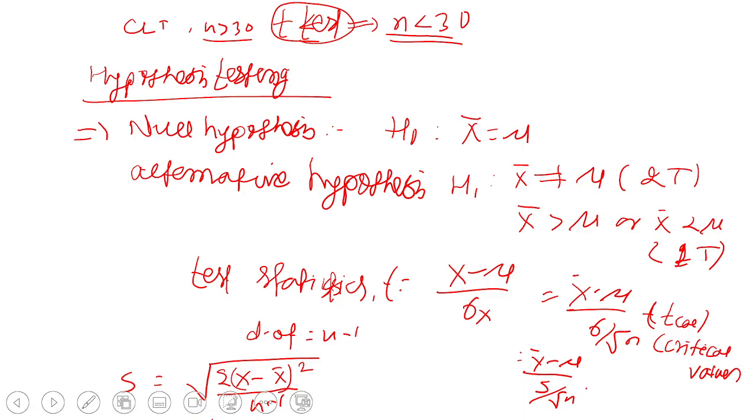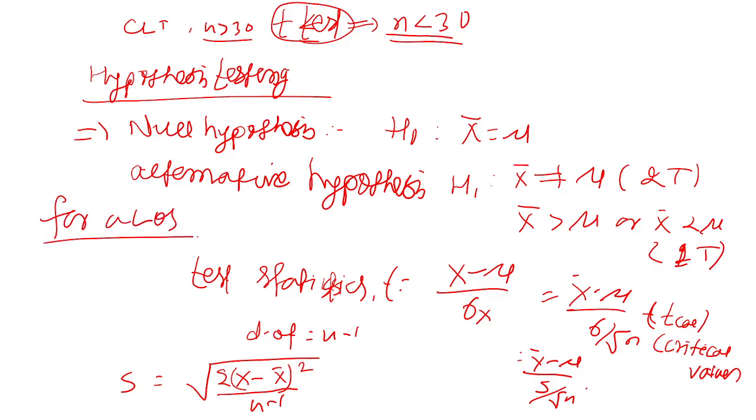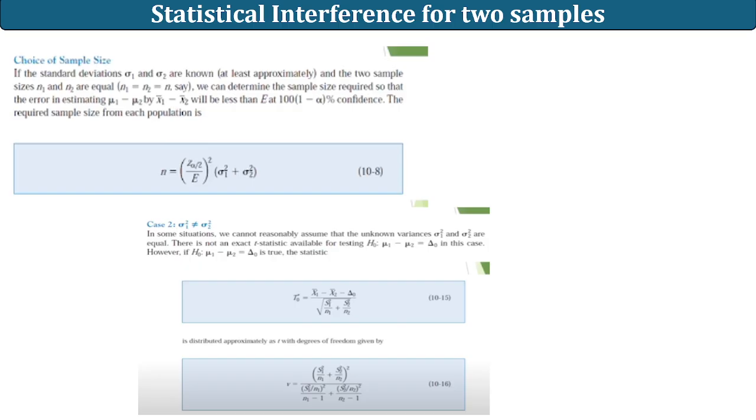Then for a level of significance, alpha by 2, and degree of freedom n minus 1, we will get t tabulated, and based upon that we are going to tell whether there are significant differences or not. So this we have discussed, and we have checked the chi-square test also, but we'll solve some problems for the chi-square test too. Now we'll check the statistical inference for two samples.